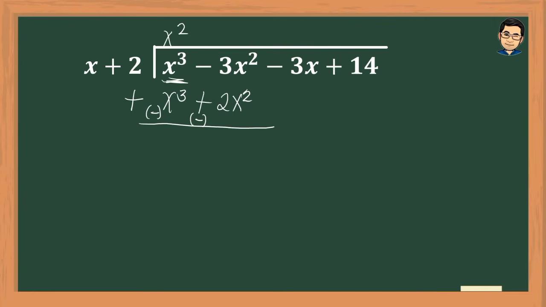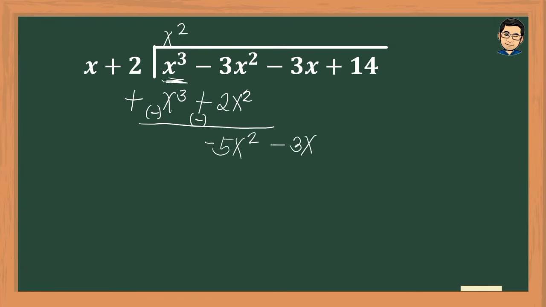So, x cubed plus negative x cubed, that is 0. And then, negative 3x squared plus negative 2x squared. So, same sign lang po. So, our answer will be negative 5x squared. And then, we bring down negative 3x.